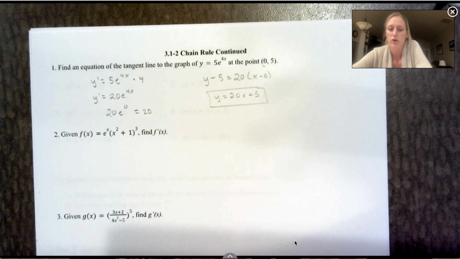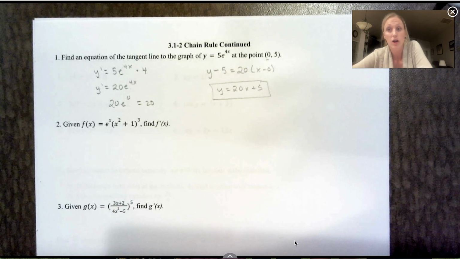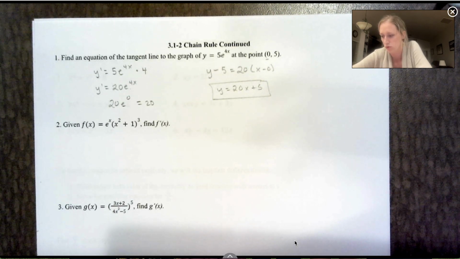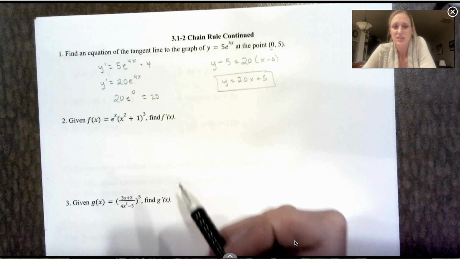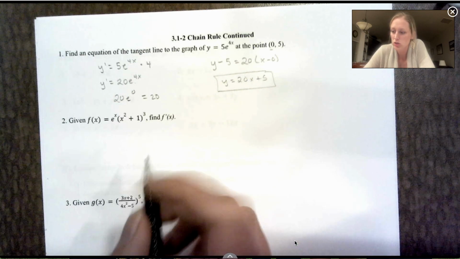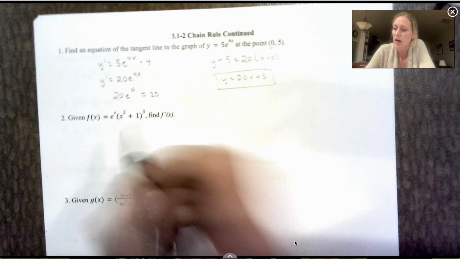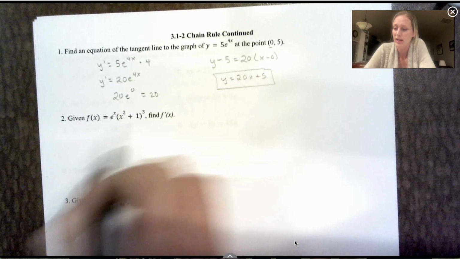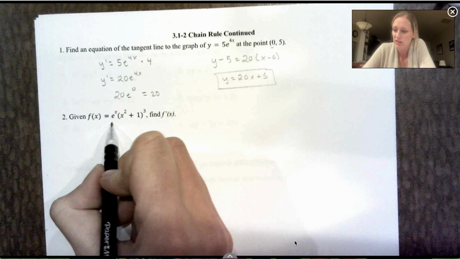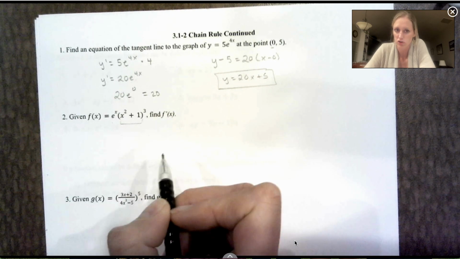Okay, now we can also combine the chain rule with our other rules, such as the product rule or the quotient rule. And it doesn't matter too much the order in which you do it. Sometimes you'll find that one is going to be more efficient and faster. For me, when I see this, right away I see a product. I see e to the x times this function.